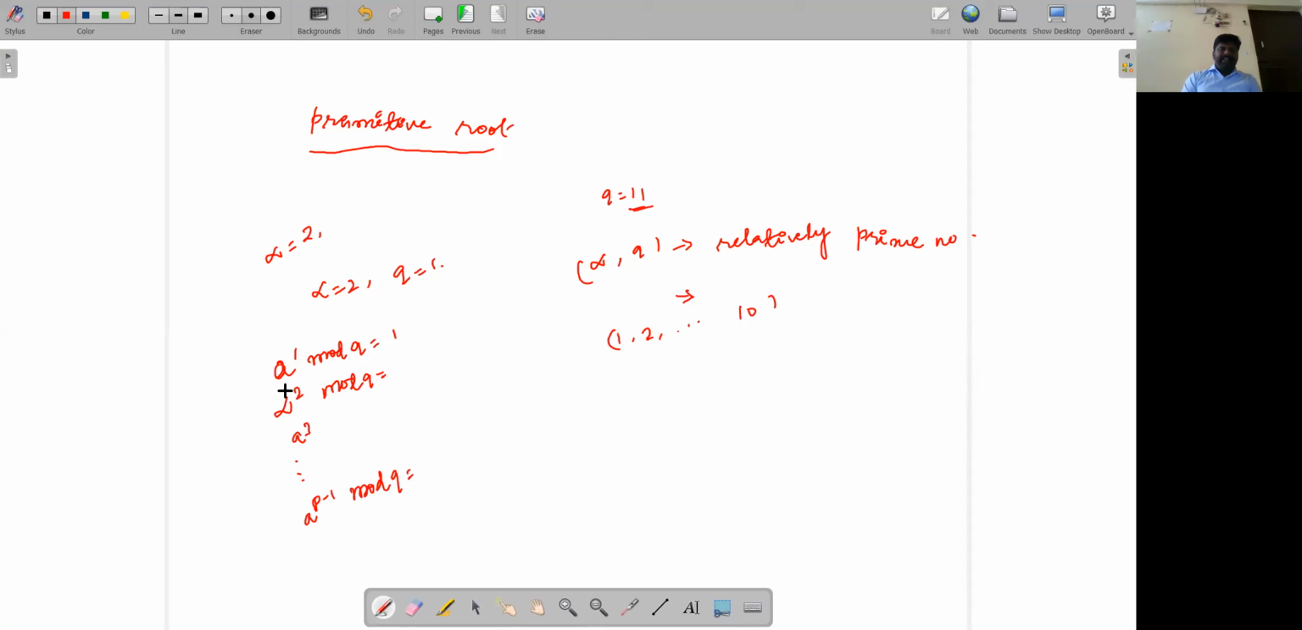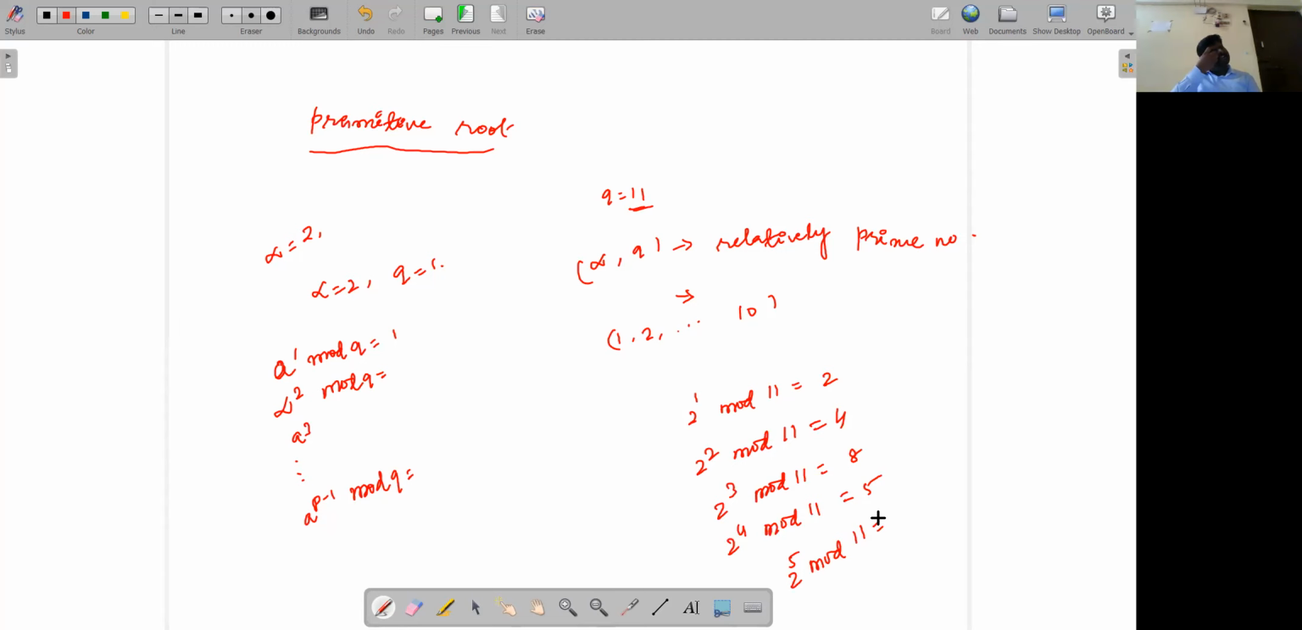Let me quickly check. If my alpha value is equal to 2, then 2 power 1 mod 11, where my q value is 11, is 2. 2 power 2 is 4 mod 11, which is 4. 2 power 3 is 8, so 8 mod 11 is 8. 2 power 4 is 16 mod 11, which is 5. 2 power 5 is 32, 32 mod 11 is 9, right?